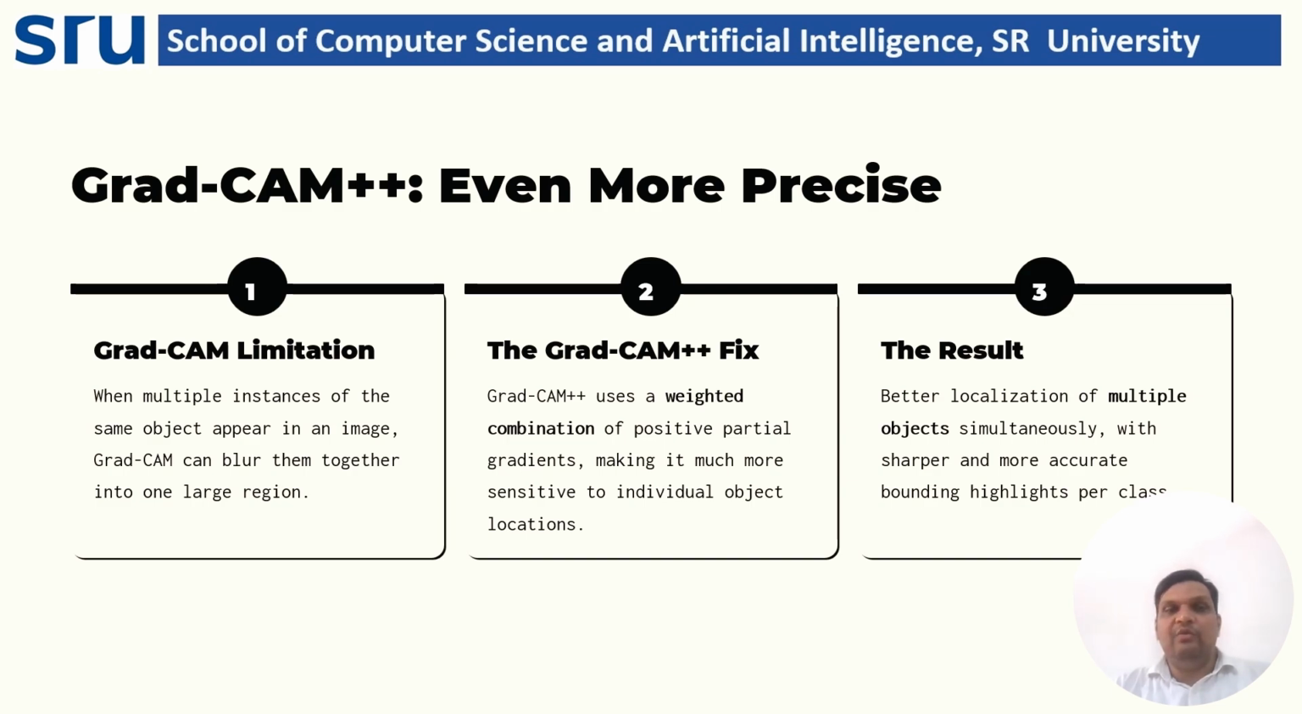GradCAM++, even more precise. GradCAM limitations: when multiple instances of the same object appear in an image, GradCAM can blur them together into one large region. The GradCAM++ fix: it uses a weighted combination of positive partial gradients, which makes it more sensitive to individual objects. Result: better localization of multiple objects simultaneously, with sharper and more accurate maps.